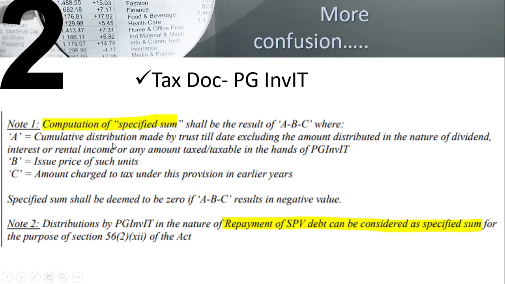The theoretical part is that the repayment of debt can be considered a specified sum. The document also specifies what a specified sum is. And then it also says that it can be deemed to zero if it is A minus B minus C and so on. So this is all a cause of a lot more confusion.